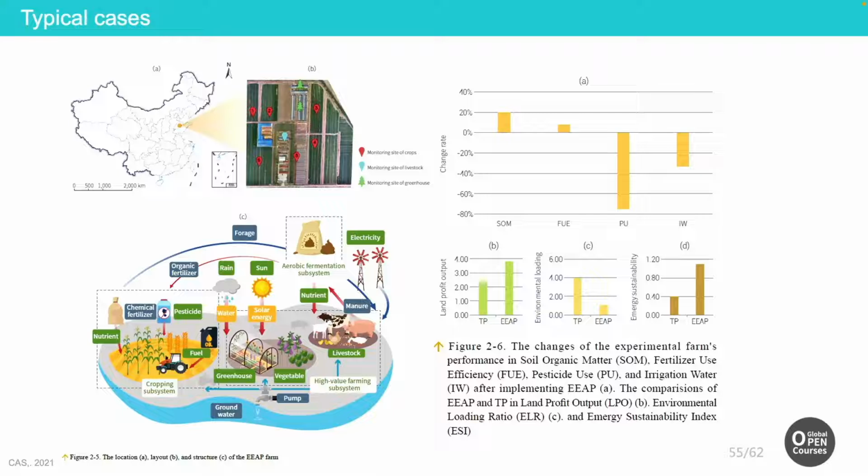Through the EEAP experiment, the right figure shows soil organic matter rose 23%. Consumption of fertilizer, pesticide, and irrigation water dropped by over 10%, 70%, and 1/3, respectively. Compared with the traditional paradigm, the economic returns of the farm increased 62%.